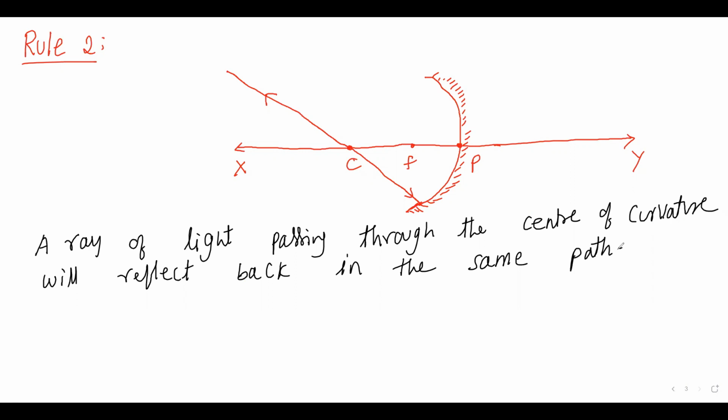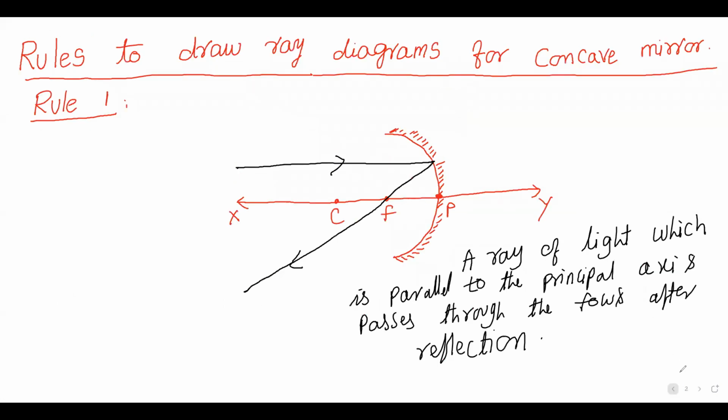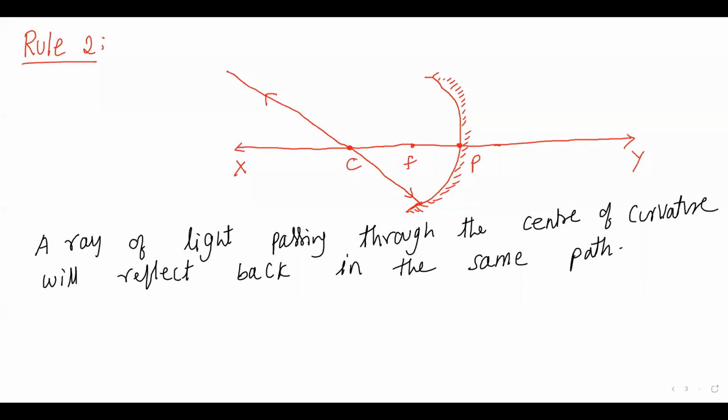I told you we have 4 rules. If you are perfect in these rules, you can draw all the ray diagrams of mirrors. This was the first rule: a ray parallel to the principal axis passes through the focus. A ray passing through the center of curvature will move back in the same direction. Now let's go to the third rule. Shall I go to the third rule now? Yes. Okay then. Rule 3.